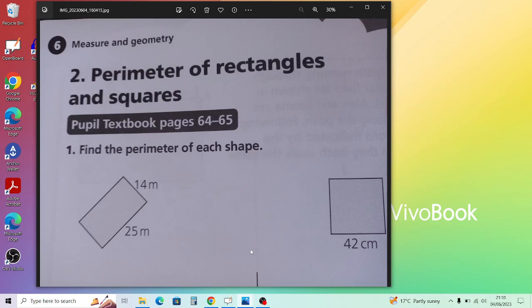14 plus 14 plus 25 plus 25. Or we can do 14 plus 25, add it together and times it by 2, because those things are repeated twice, and the square would also be 27 times 4 for that one. That's page 80, question 1. And then moving on to question 2, 2b.